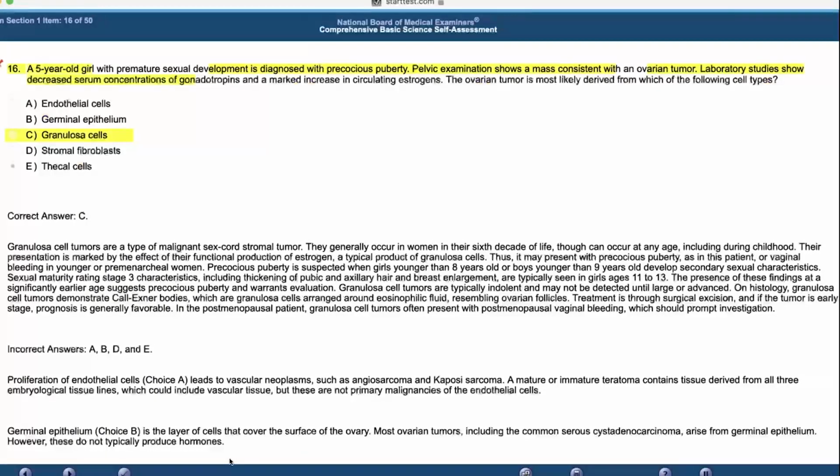But also on top of that, talk to me: if you have a granulosa cell tumor, what uterine cancer are you at increased risk for?